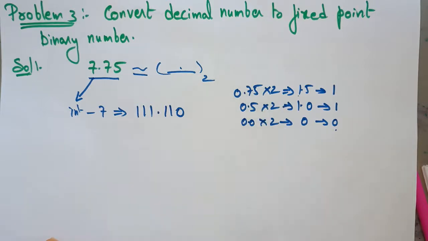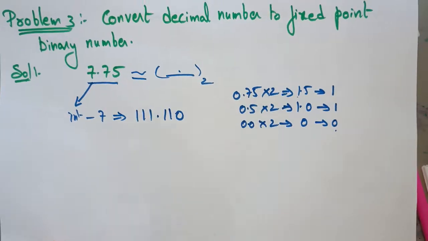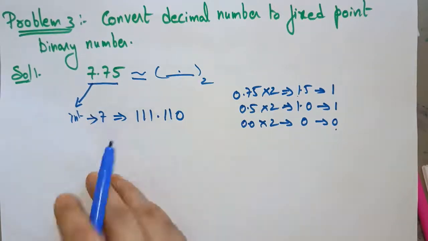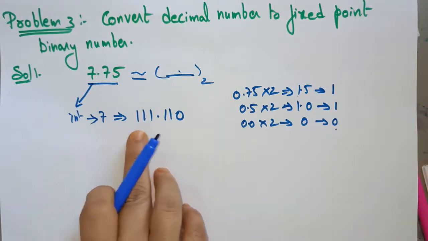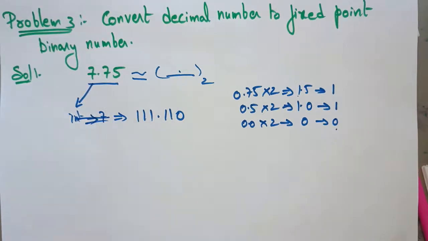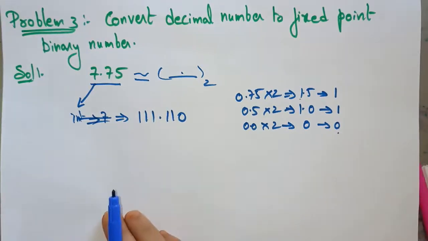So this is the way we need to convert. Simple concept. Convert the decimal number into fixed point number. So just take the integer part first and convert it, and next take the fraction part. Okay. So now let's see another example here.